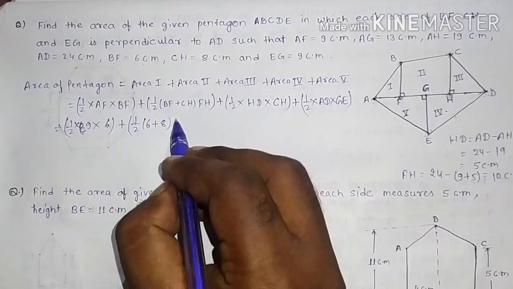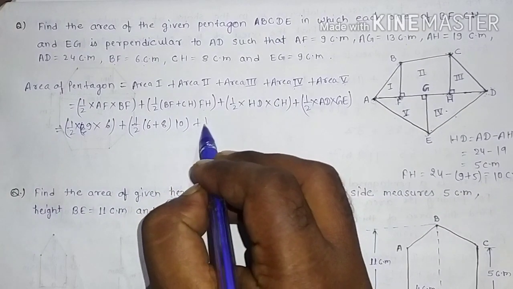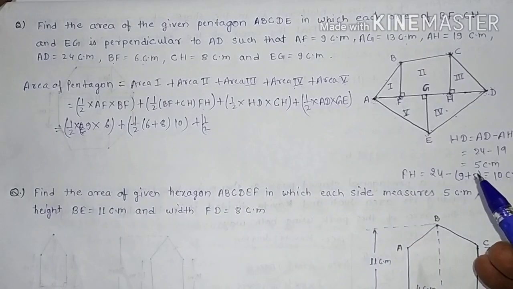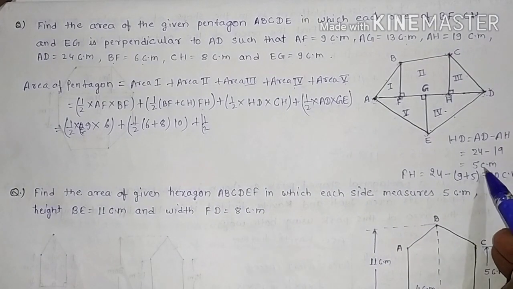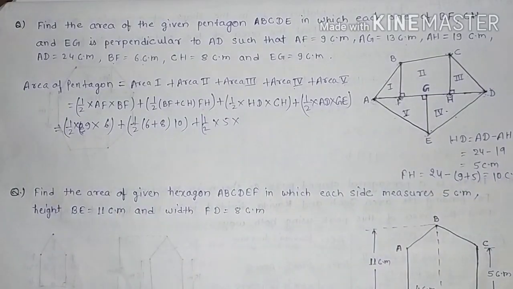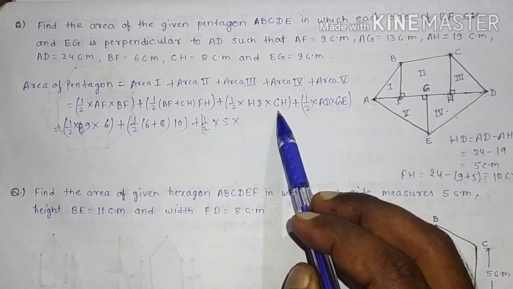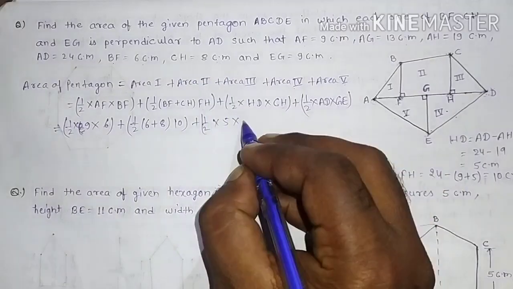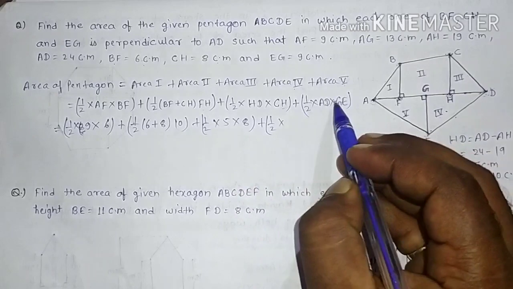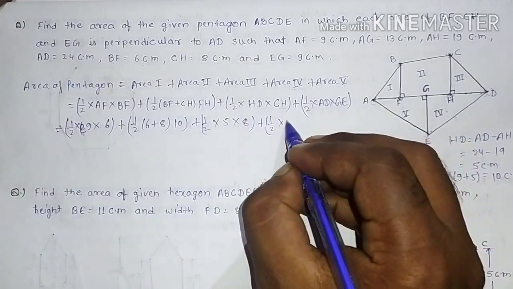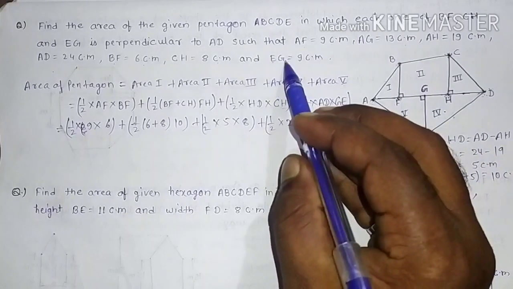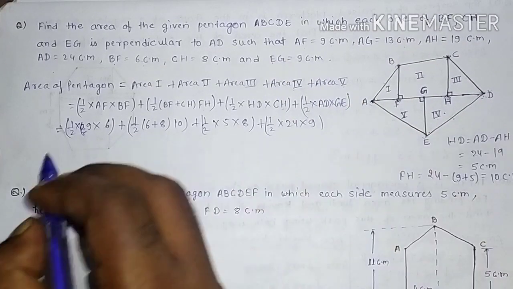Now FH is 10 centimeter, plus half into HD, which is given here, 5 centimeter. CH is given here, this is CH. CH is 8 centimeter, plus half into AD, that is 24 centimeter, into GE, that is EG, 9 centimeter. Just simplify it.